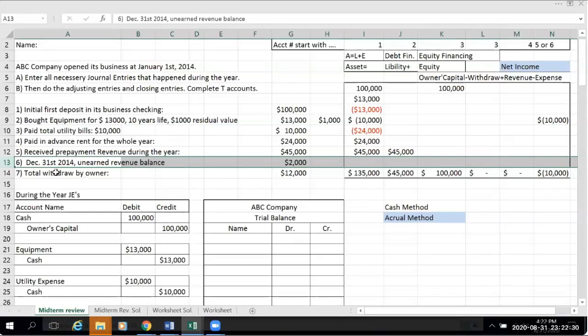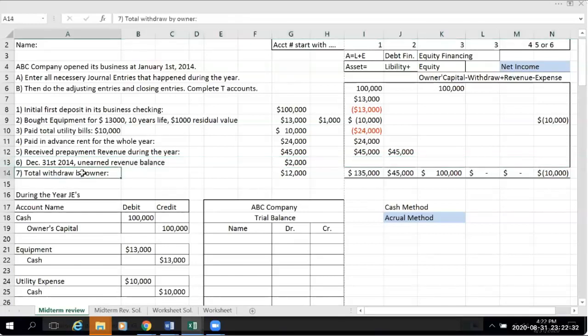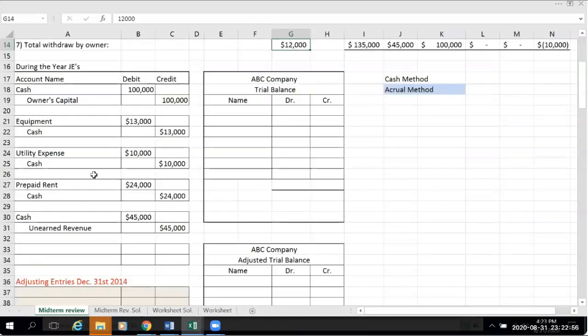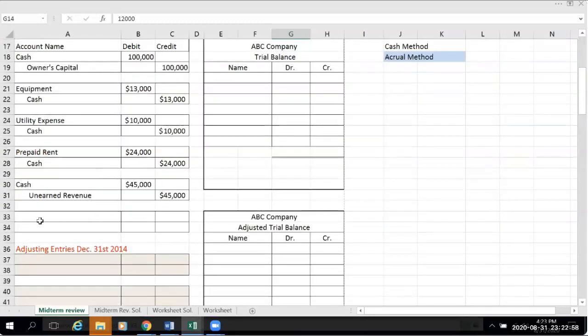But for now, there's something that I really need to do the journal entry. During the year, a total of $12,000 has been taken out of the checking account by the owner, for personal reasons, personal expenses, whatever. So $12,000 has been taken out. So let's go here.